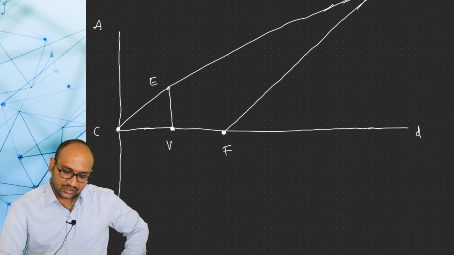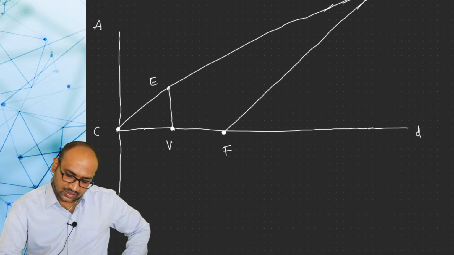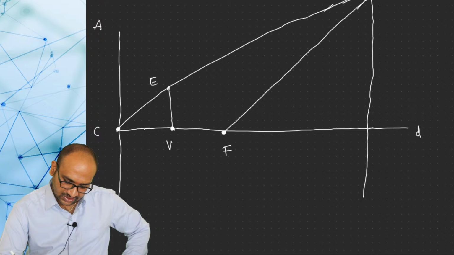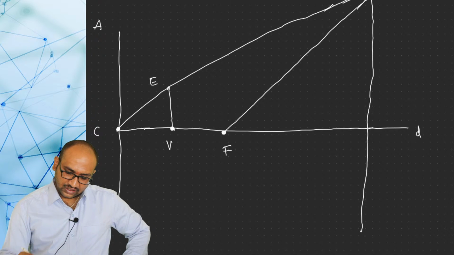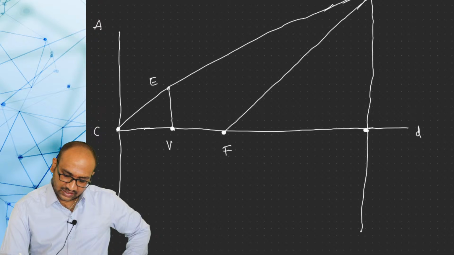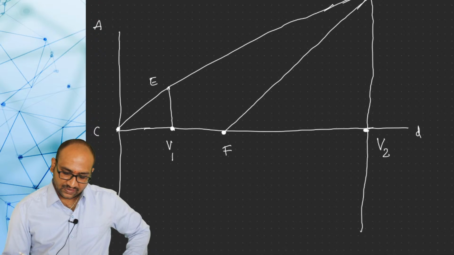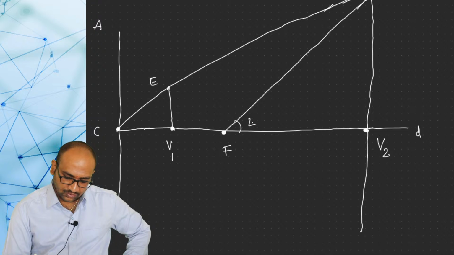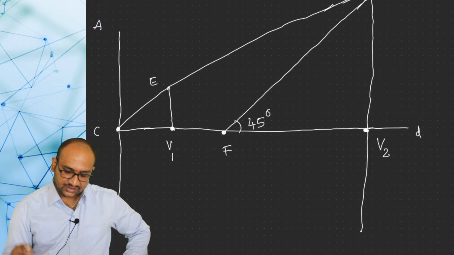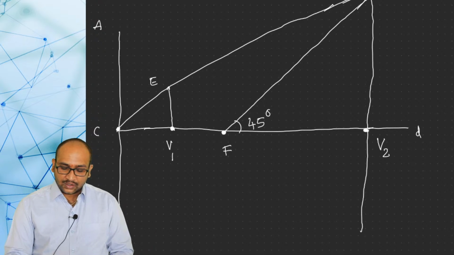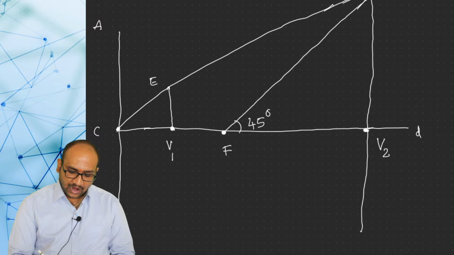At that point, you drop this point vertically downwards. Okay, and this one on the axis line I am giving the name V2, and this one I am giving the name V1, and this angle should be equal to 45 degrees. Okay, this means our ellipse starts from the V1 point and ends at the V2 point.